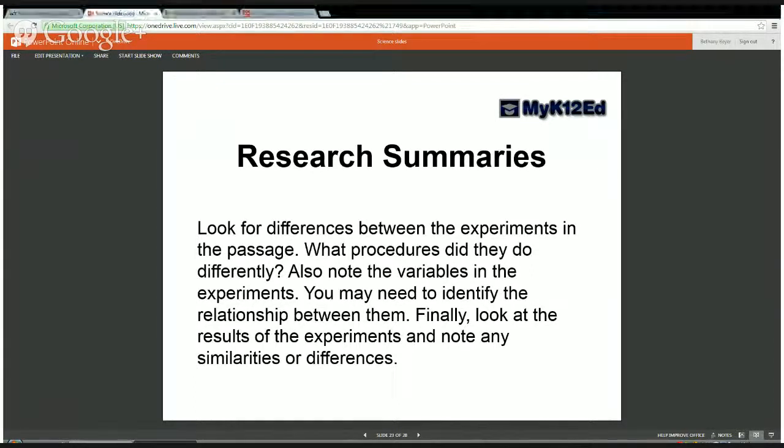So when I say experiments, I don't mean that it's two people doing two different experiments. It might be one person doing one experiment and then changing one thing in the experiment and doing it again. So you really want to notice all the differences between the experiments, or the trials sometimes as they might be called, and see what's changing and how did that change the outcome, that sort of thing, because the questions might ask you about that.